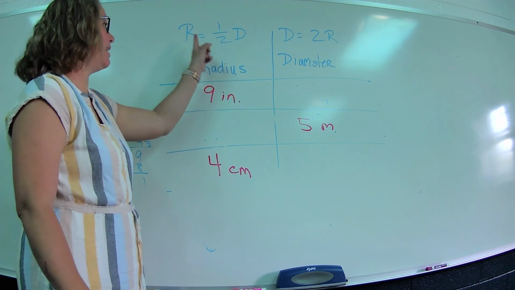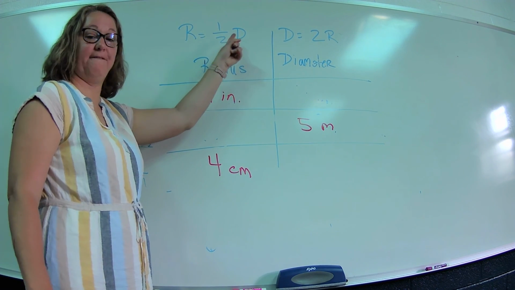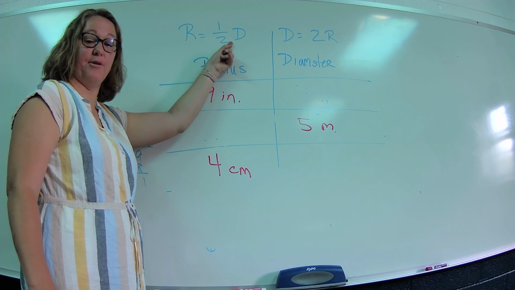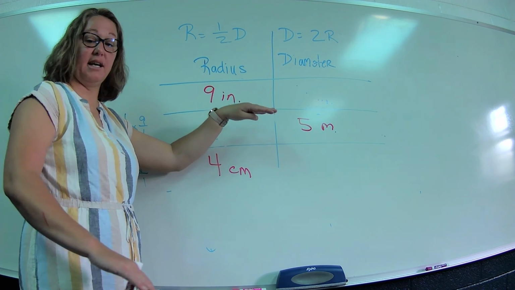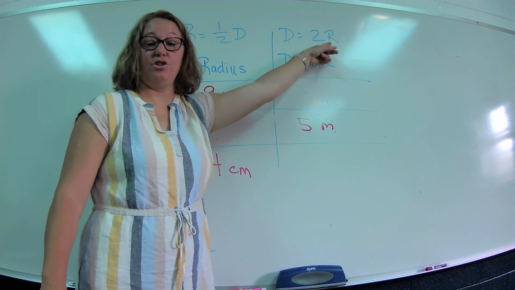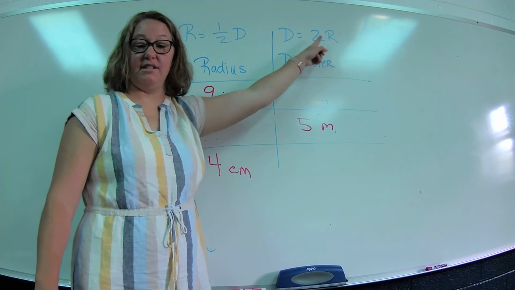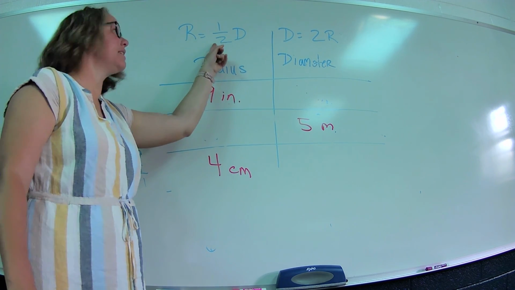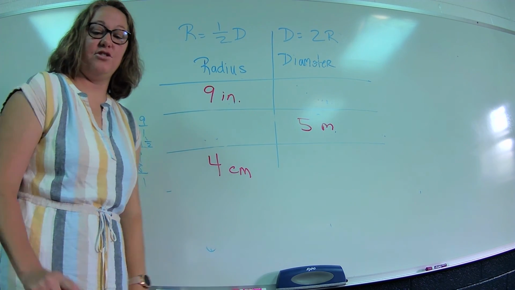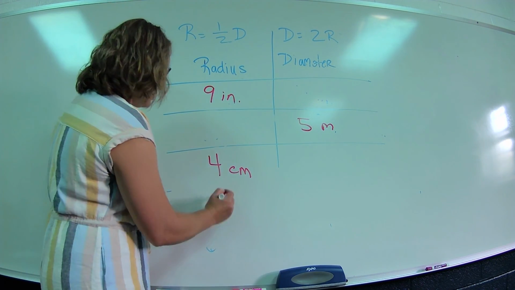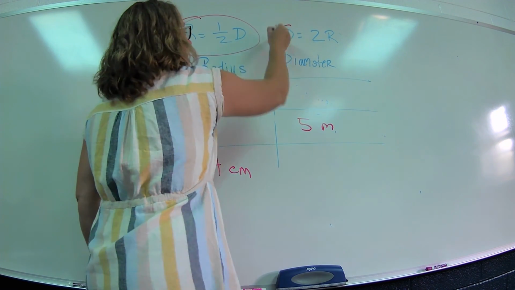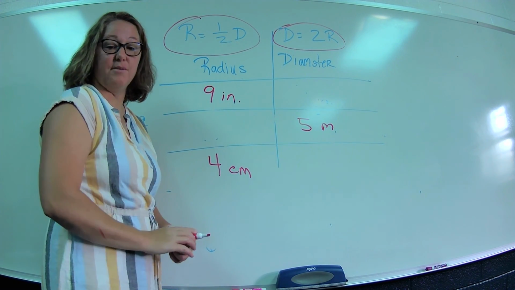All right, again, radius equals 1/2 times the diameter. So we're taking the diameter and cutting it in half. The diameter equals 2 times the radius. So we are doubling the radius. Since we cut the diameter in half to get the radius, now we've got to take the radius and double it to get the diameter. All right, so just remember those formulas. Let's say them again. Radius equals 1/2 diameter. Diameter equals 2 times the radius.